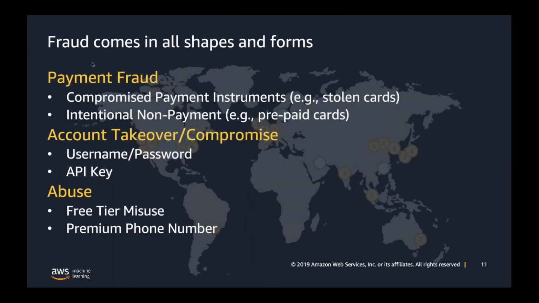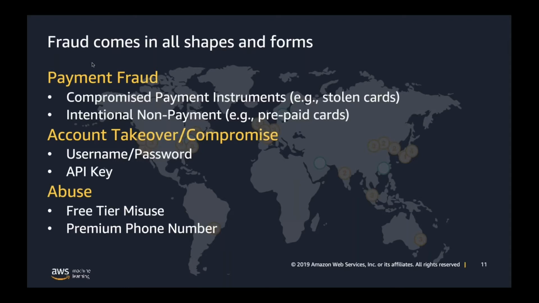So again, fraud comes in all shapes and forms. Some of the examples you see here are what we really see here at AWS and Amazon.com. You see different types of payment fraud, account takeovers and compromises, free tier abuse, and premium phone number abuse. One of the most common things that we see at AWS is post-pay account service fraud. Essentially, you sign up for an account, you give us some form of payment, and you start using the service.